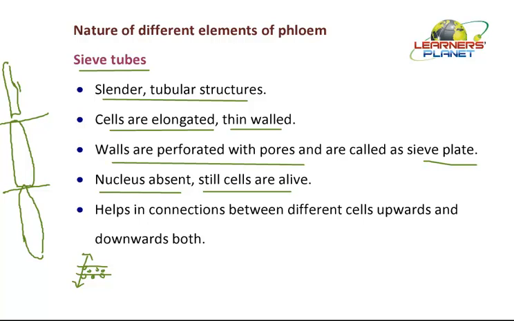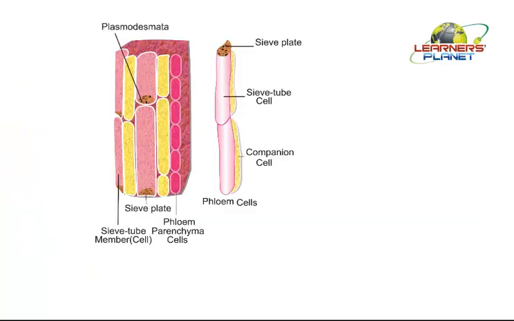Because they are perforated, such connections help in the communication of different cells in the upward as well as the downward direction, and of course in the lateral direction too, as the companion cells are present in the surroundings. We can see the diagram here also. This entire bundle shows a lateral section of a sieve tube, a phloem tissue. So these are the sieve tubes.